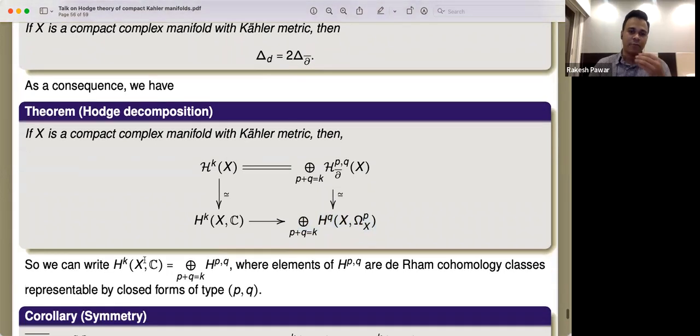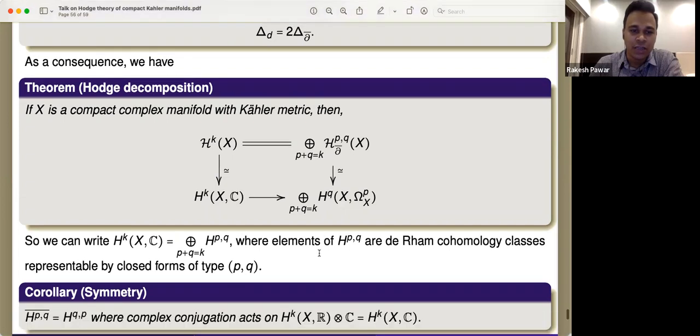Right. So now what we do is we write H^k(X,C) as the sum of H^{p,q}, where we think of H^{p,q} as actual subspaces. It's not some abstract isomorphism, because these vertical isomorphisms come from a sheaf-theoretic cohomology business. So we are going to identify H^{p,q} as actual subspaces of de Rham cohomology classes represented by closed forms of type (p,q), which came from these harmonic forms.